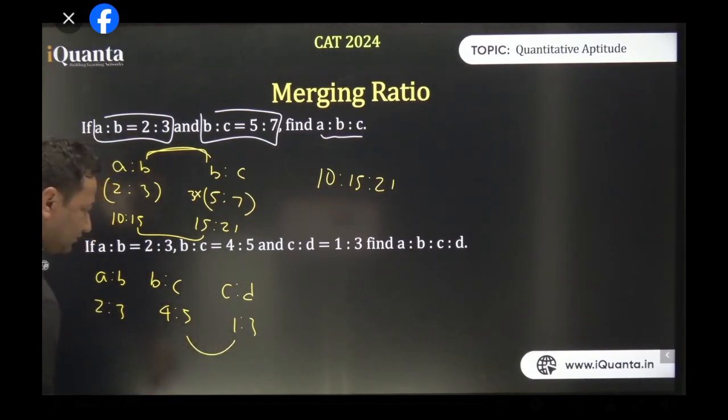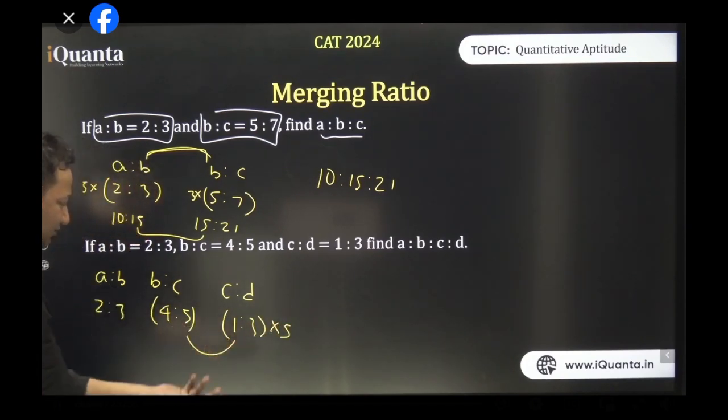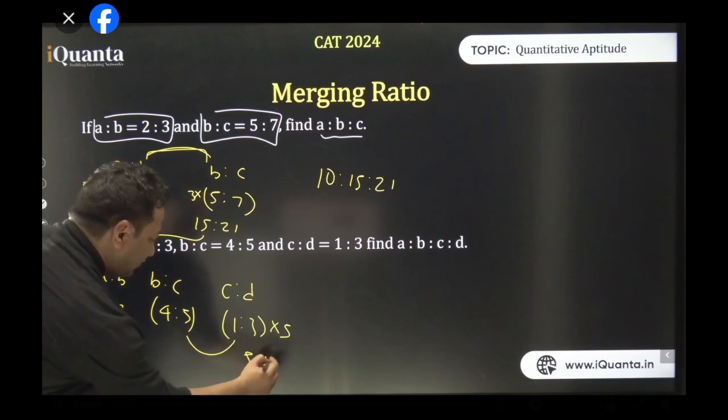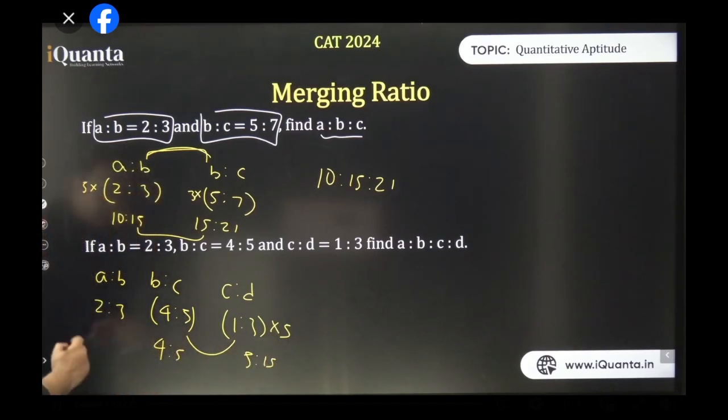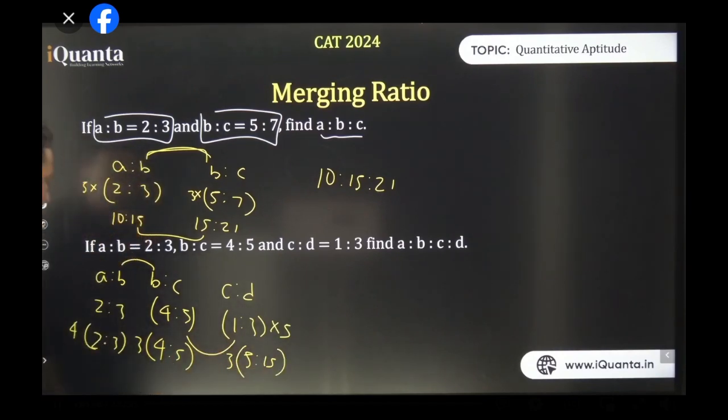Let's make C common. I can multiply this whole by 5 and this whole by only 1. This becomes 5 is to 15. This becomes 4 is to 5. Here, B is common. We have 3 here, we have 4 here. So we'll multiply this by 4 and this by 3, right? But the moment we do it, this C becomes 3 into 5, 15. So we need to multiply this also by 3. Now we will get the answer.